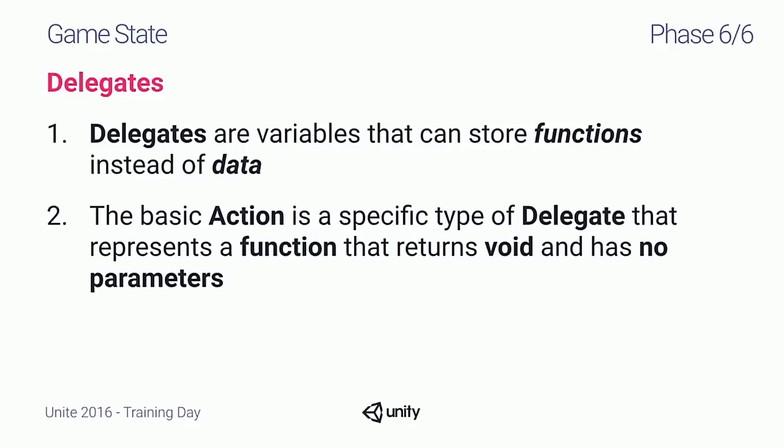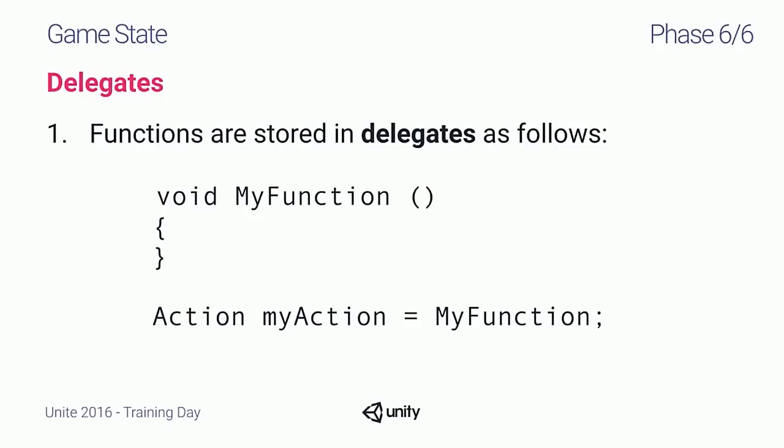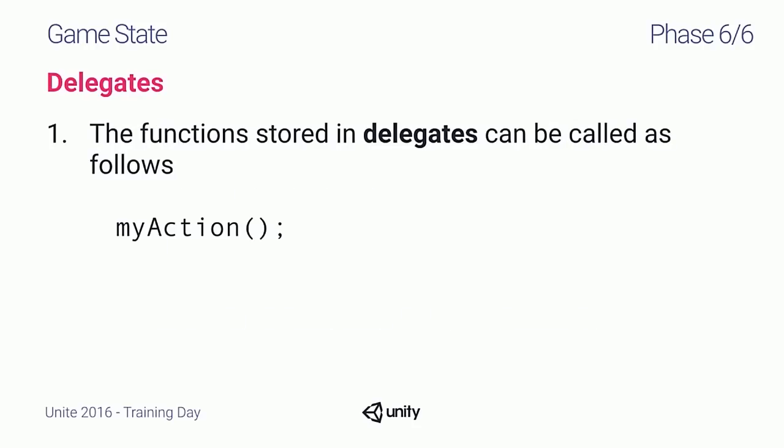Now, an Action is a specific type of delegate that represents a function that has no return type and no parameters. You can store a function as a delegate as follows. Action is the type of delegate that we're using here. We're calling our Action variable myAction, and we're storing the function. The important thing to note here is that it's stored by not using the parentheses. It's called a function group when you do that. Once it's stored as part of your delegate, you can call the functions that are stored in there using the name of the delegate followed by the parentheses.